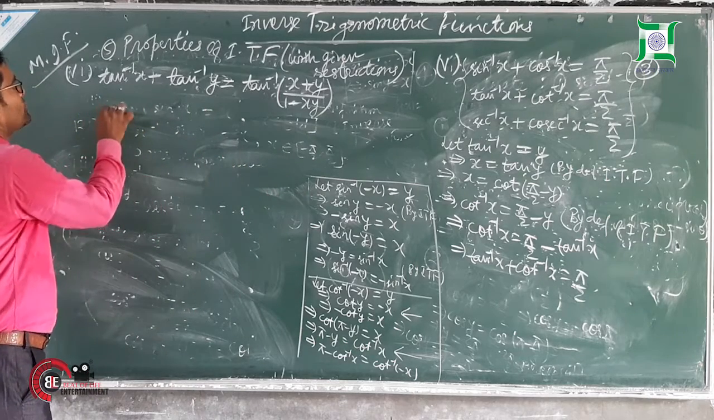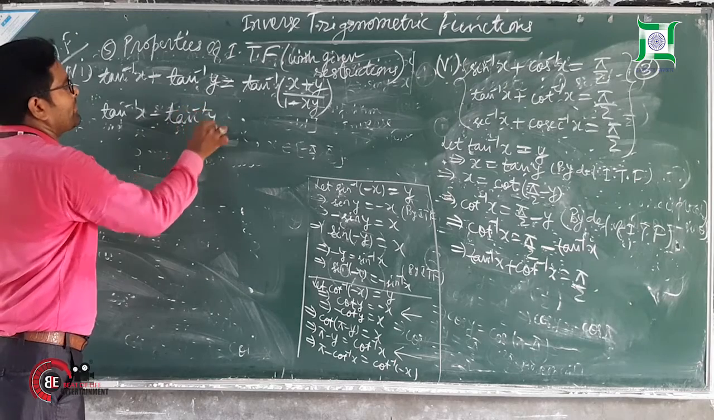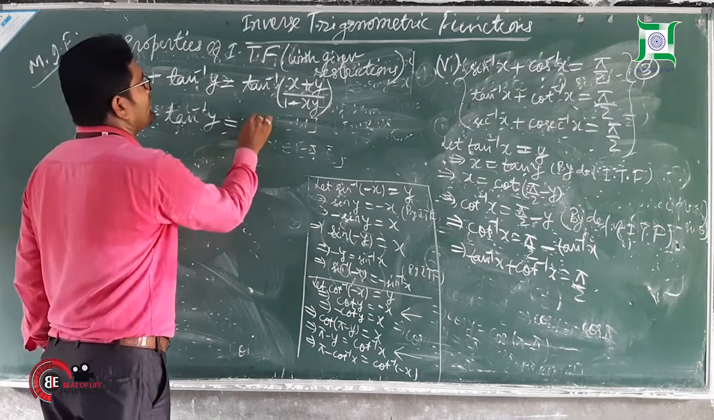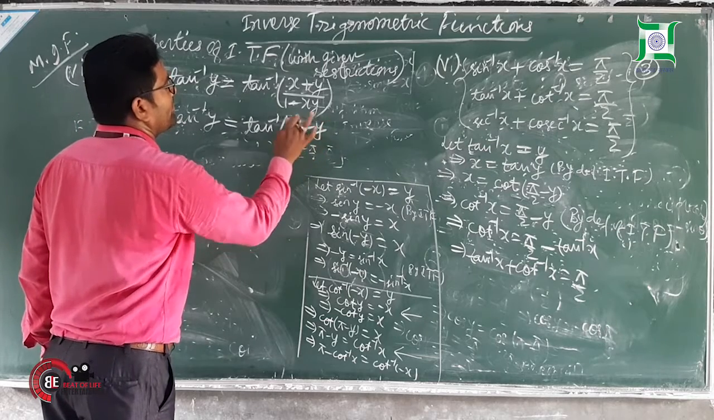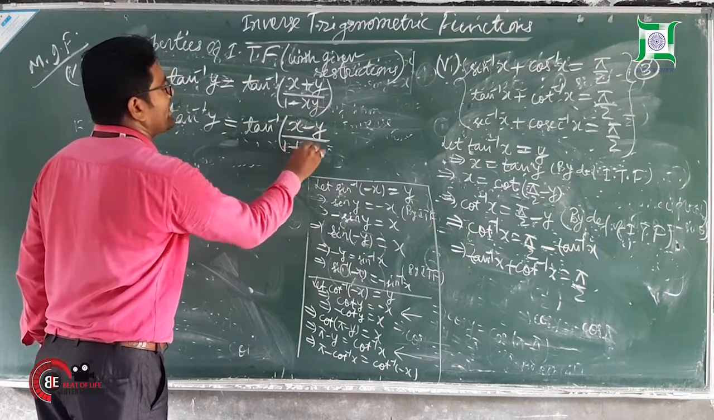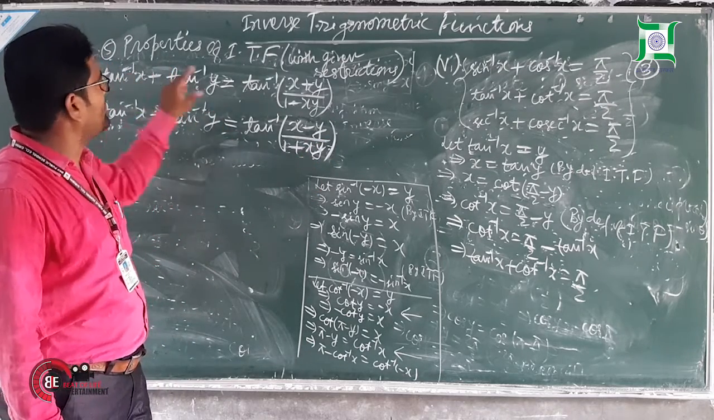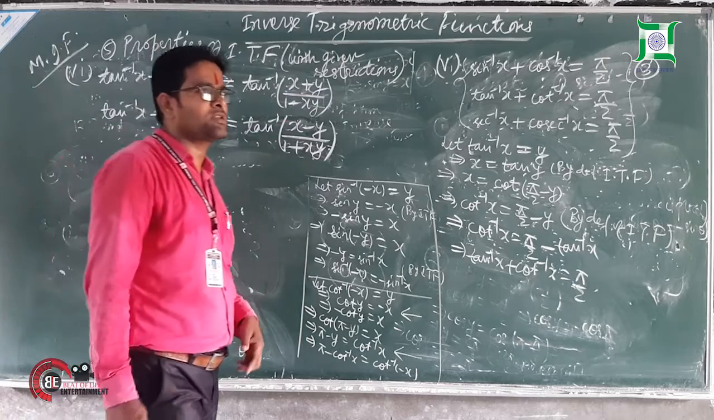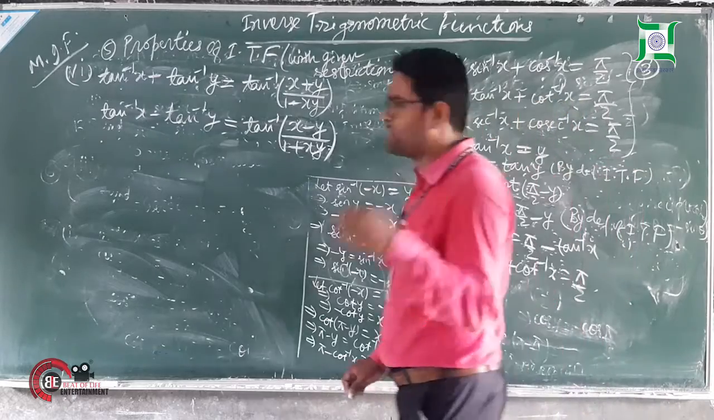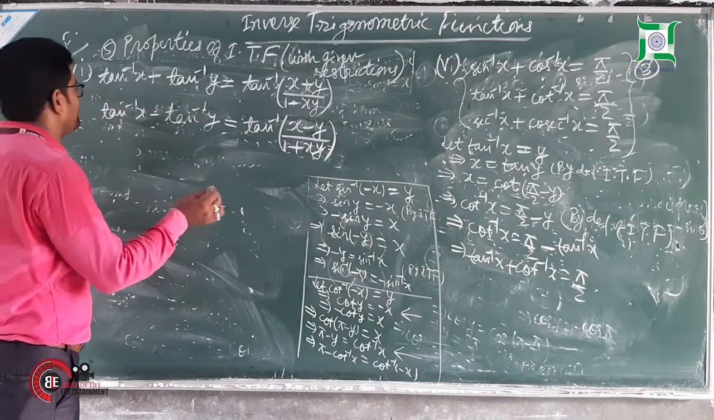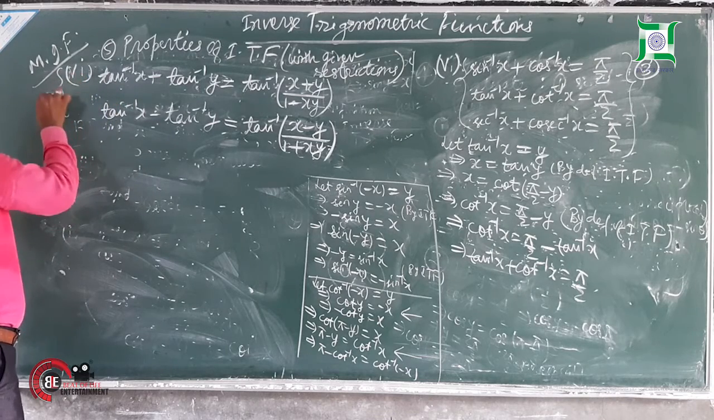Again, the next one is tan inverse x minus tan inverse y is equal to tan inverse of x minus y by 1 plus xy. Now see, in tan inverse x minus tan inverse y there is a change of sign. This is related to class 11 level trigonometry, which I have already taught earlier. I am proving one. Here you have two formulae only.